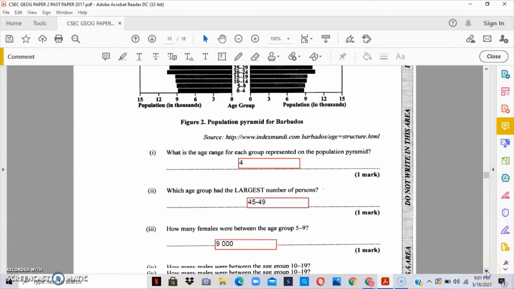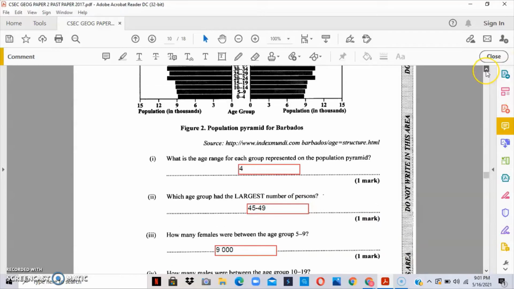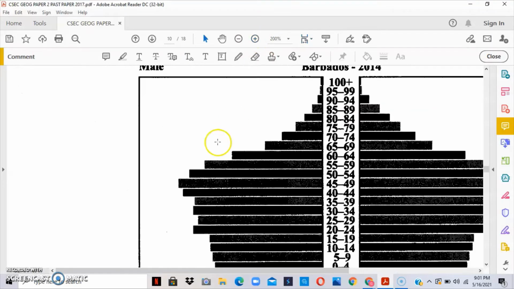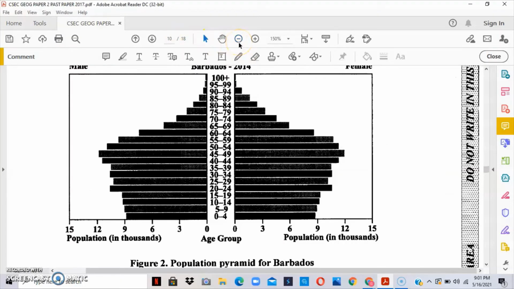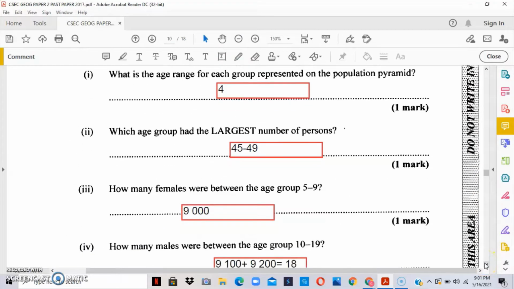Question 2 asks which age group had the largest number of persons. Now we could go ahead and zoom in a bit to look at the age group that had the largest amount of persons. If you look, this age group is the one with the largest, both on the male and the female side, and that is the 45 to 49 bracket. So the 45 to 49 age group has the largest population.